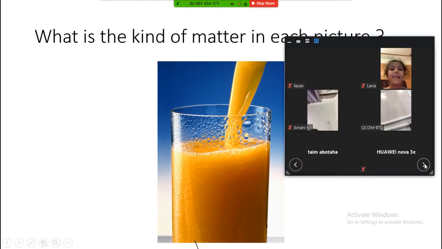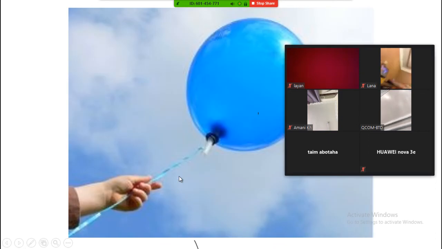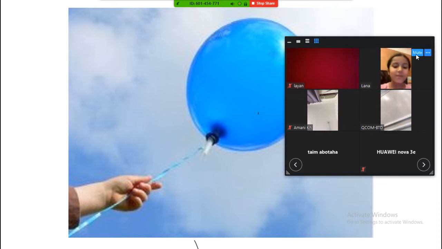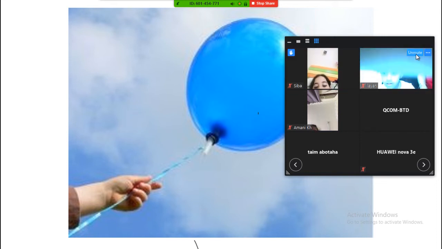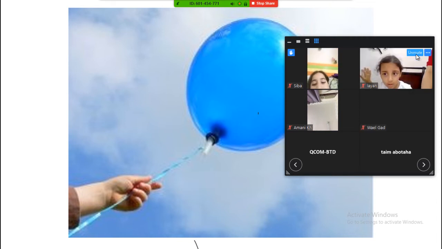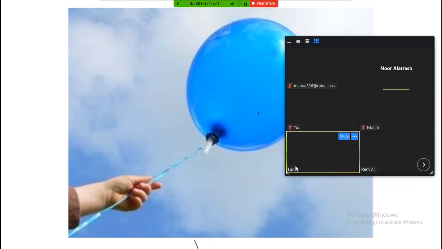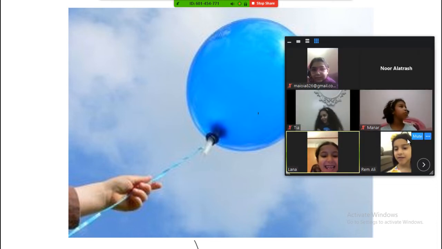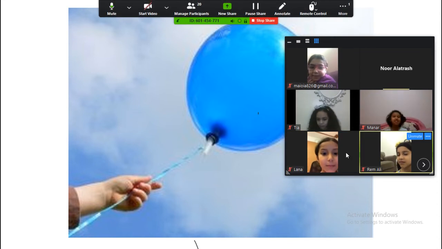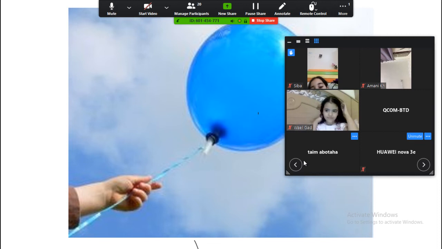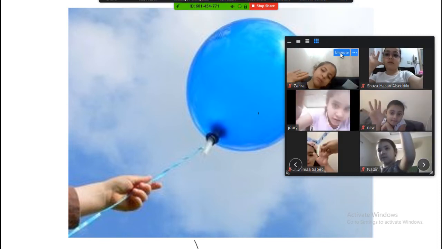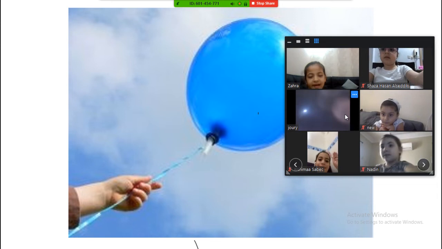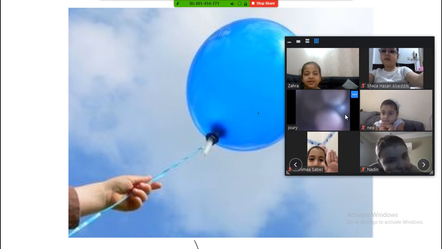Wonderful. Now, how about this picture? What kind of matter is inside the balloon? Yalla ya Lana. Gas. Excellent job. It's a gas inside the balloon. Who can tell me something about gas? Does it have its own shape? If you want to answer, raise your hand. I can see you. Yalla Zahra. What can you tell us about gas? Does it have its own shape?